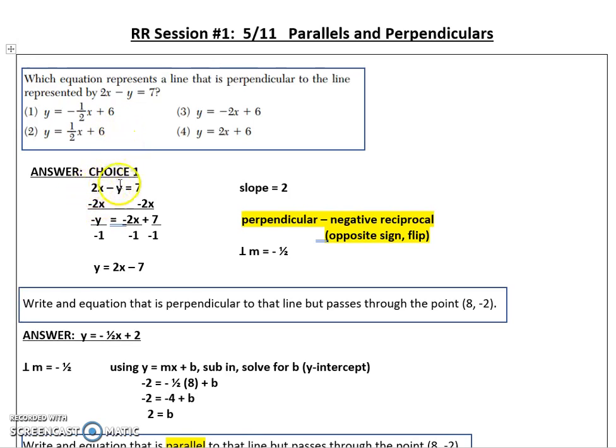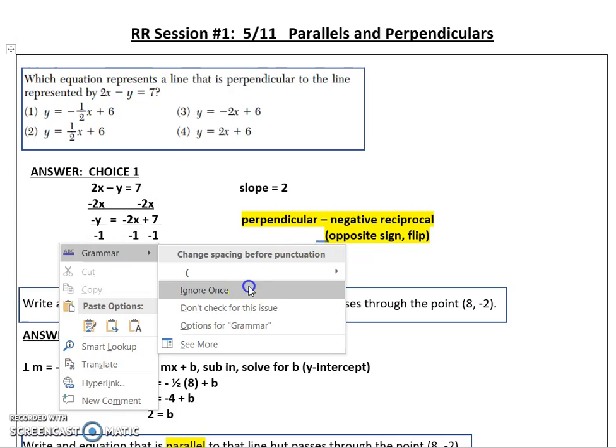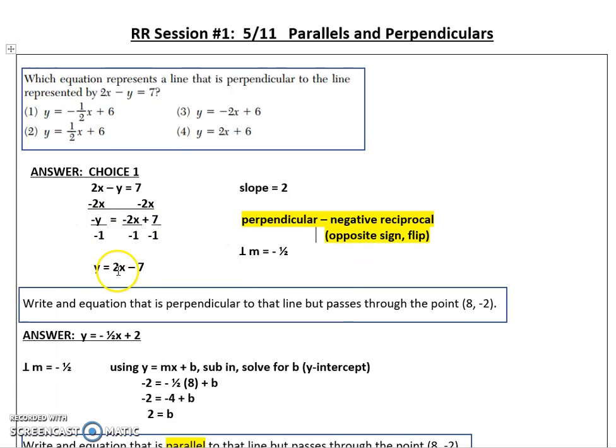So in this particular case, you start out with 2x minus y equals 7. You get y alone, which I think we're all pretty good at. We want to get y alone, and we end up with y equals 2x minus 7. In this case, the slope is 2, so the perpendicular, since this is positive, is going to be negative, and the flip of positive 2 is negative 1 over 2. So the only choice available is choice 1. Pause the video if you need to.